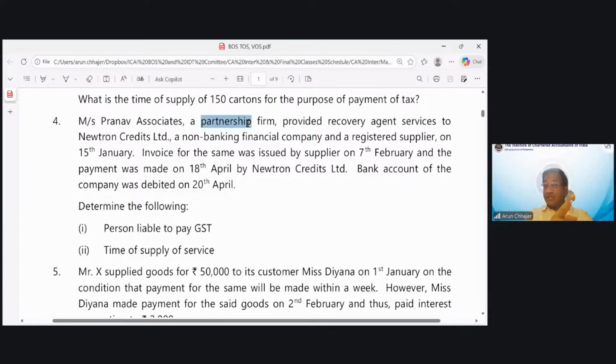I'm asking the question. I'm creating the confusion, asking the question. Need clarity from you, need an answer from you. My question is, they have mentioned partnership firm. Is it not that if it is an individual, then it is under RCM? If it is other than individual, then it is forward charge. What was that service?